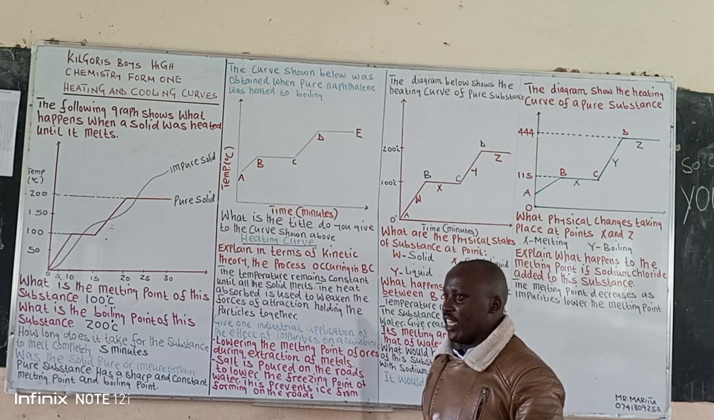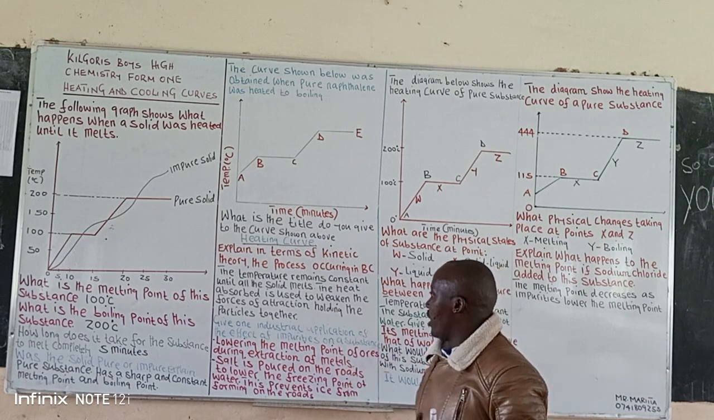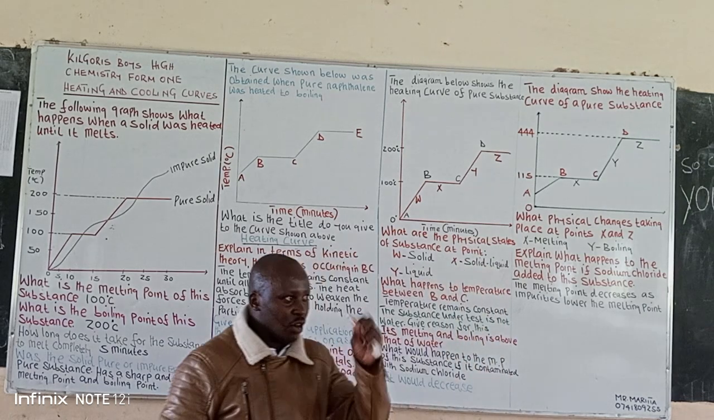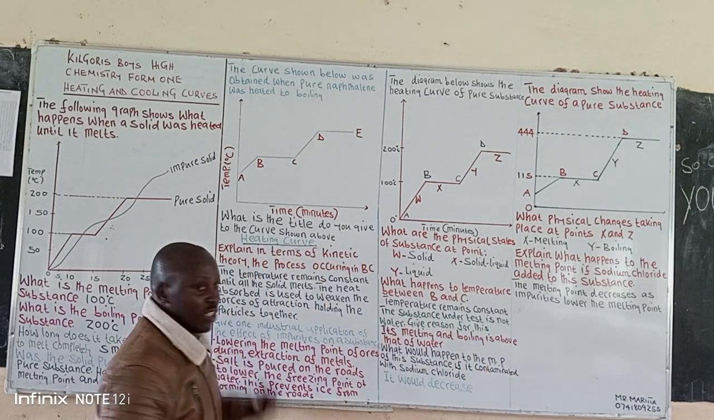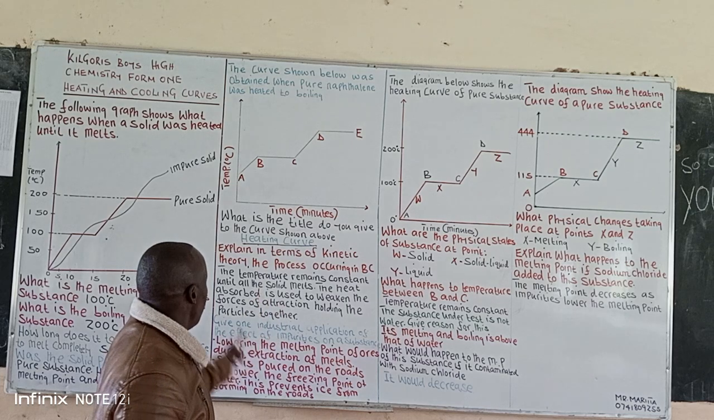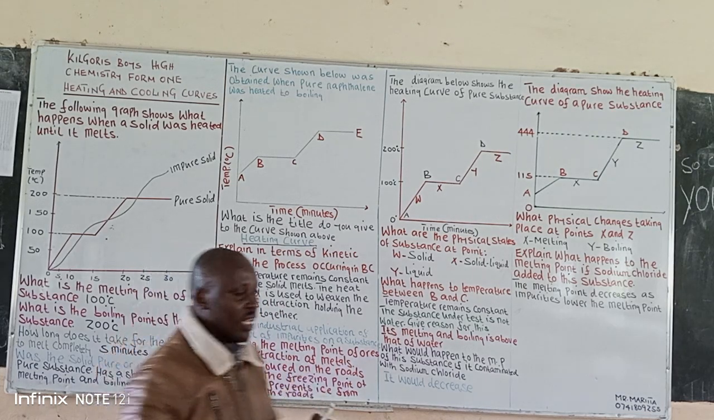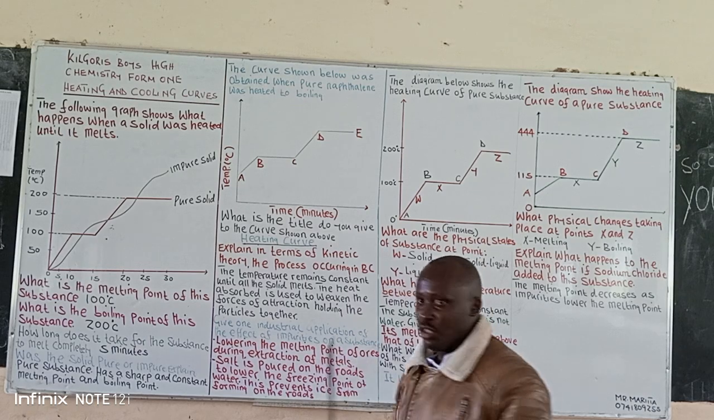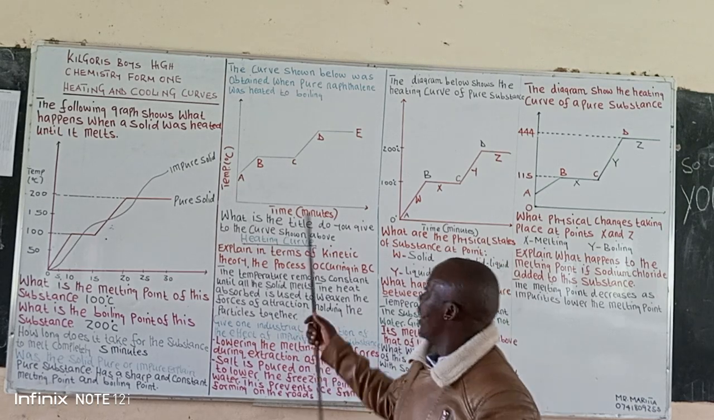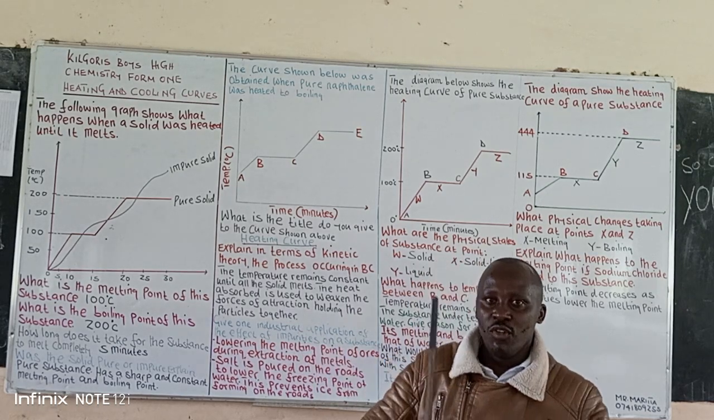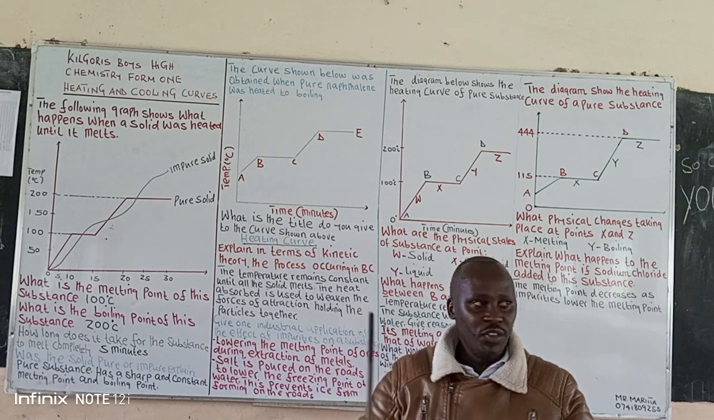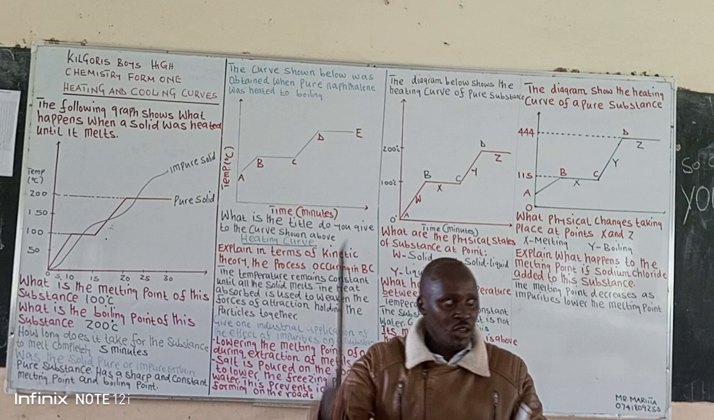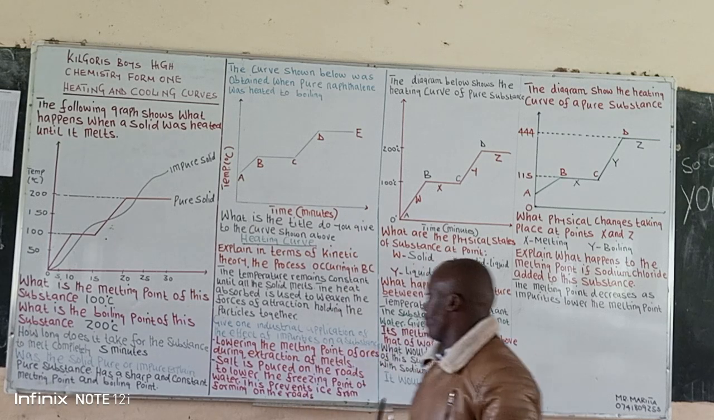So in terms of kinetic theory, at PC, as you can see, the temperature remains constant. The heat absorbed is used to weaken the forces of attraction holding the particles together. At this point, there is a change of state from a solid to a liquid.